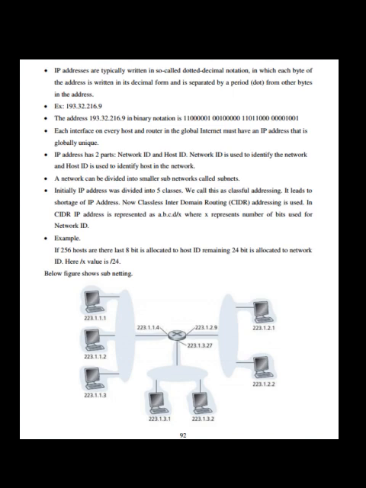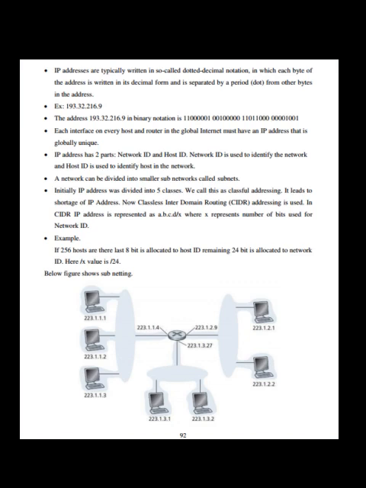An IP address has two parts, network ID and host ID. Network ID is used to identify the network and the host ID is used to identify the host in the network. The network can be divided into smaller sub-networks called subnets. Initially, IP address was divided into 5 classes. We call this classful addressing. It leads to the shortage of IP addresses. Now, classless inter-domain routing, CIDR, addressing is used.